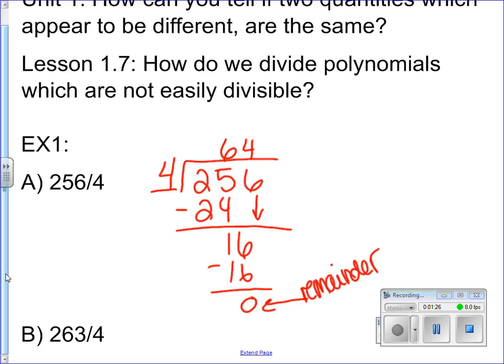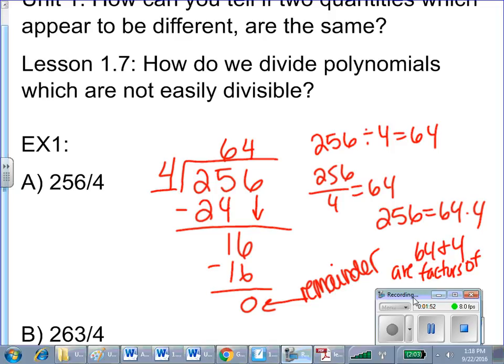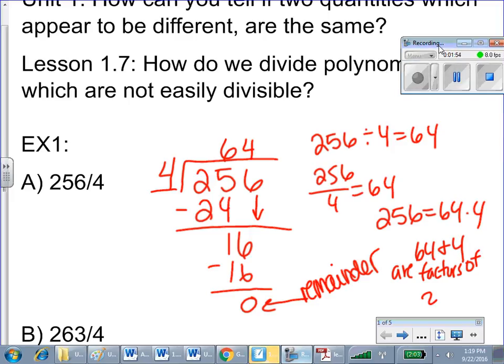So I could say that 256 divided by 4 equals 64. I could say that 256 over 4 equals 64. I could also say that 256 is equal to 64 times 4. And I could also say that 64 and 4 are factors of 256.